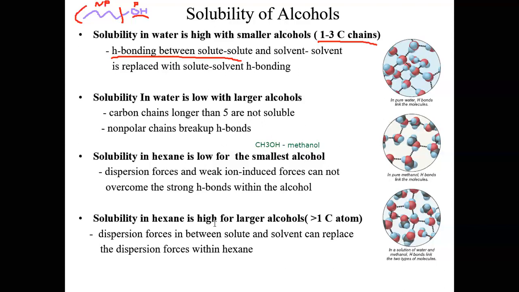Whereas in hexane, solubility is very low with methanol because methanol has a very strong hydrogen bonding, and the hydrogen bonding between the alcohol doesn't get replaced by the dispersion forces and the hydrogen bonding. Dispersion forces and dipole cannot overcome the strong hydrogen bonding within the molecule. So this should be induced dipole.